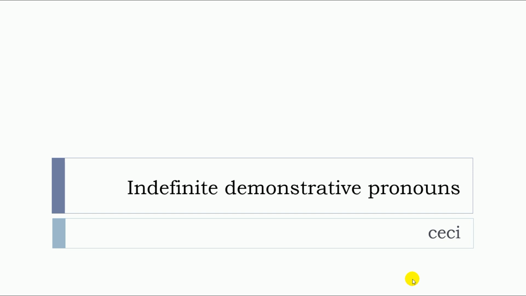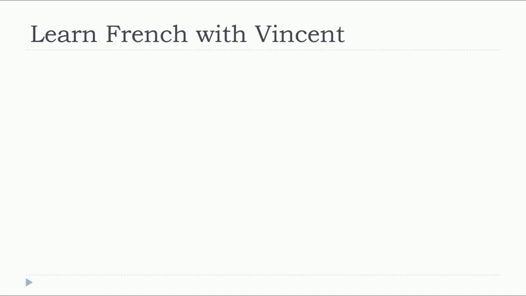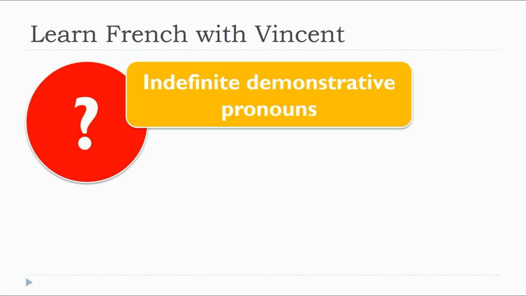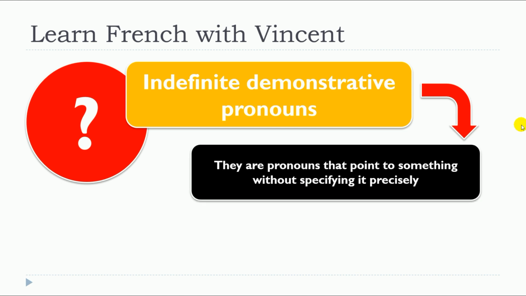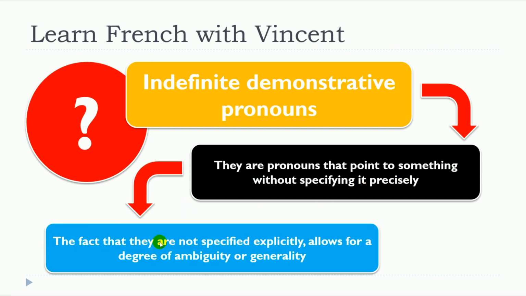In this lesson, we will see together indefinite demonstrative pronouns, but more precisely, we will see the pronoun ceci. So, what are the indefinite demonstrative pronouns? We'll do it fast, but they are pronouns that point to something without specifying it precisely. And the fact that they are not specified explicitly allows for a degree of ambiguity or generality.